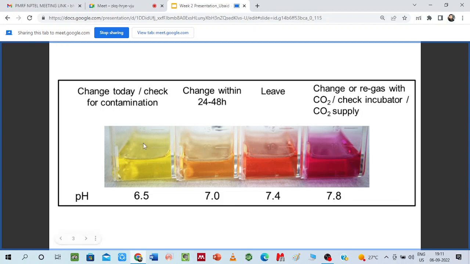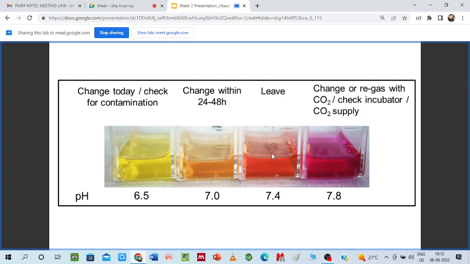And if the color is this extreme yellow, the culture media is very acidic. There are more metabolites which are secreted by the cell, acidic metabolites in the cell culture media. So we need to change it that day only, or we also need to check for contamination. In case the media is very acidic, the media looks like this left side one, at pH 6.5. So in that case, you need to change it on the same day. But if the pH is 7, the media looks like this, so you can wait for 24 to 48 hours to change the media.